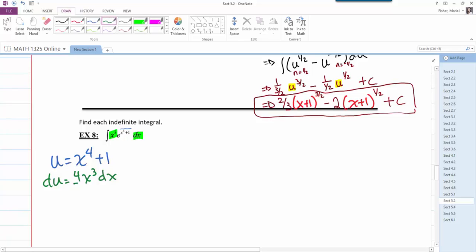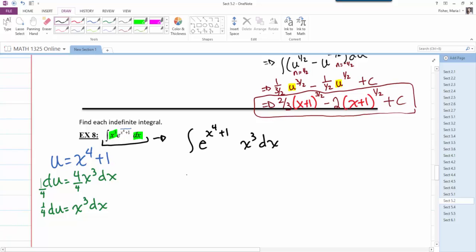So what I need to do is divide both sides by 4. Remember, there's an implied 1 here. So then I know that 1/4 du is equal to x cubed dx. So if we were to rewrite this, we'd end up with the integral of e raised to the x to the 4th plus 1 times x cubed dx. So then this becomes the integral of e. Remember, x to the 4th plus 1 is u. And then my x cubed dx is equal to 1/4 du.